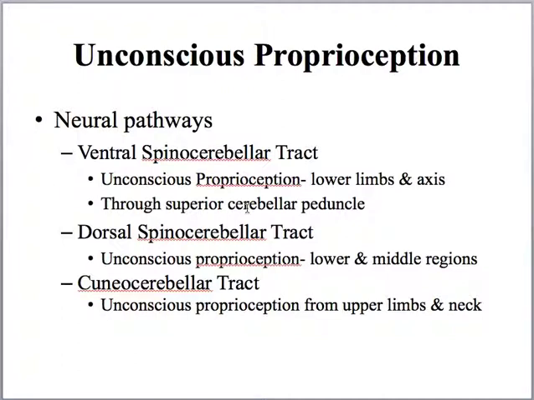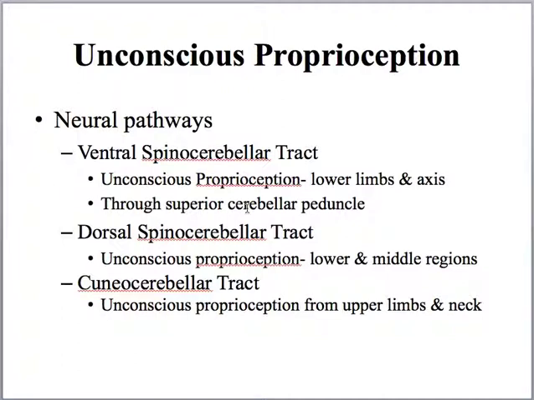Now, your craniocerebellar tract, this is going to be analogous to your ventral and dorsal spinal cerebellar tract. This is conveying proprioceptive information from the upper limbs and neck.